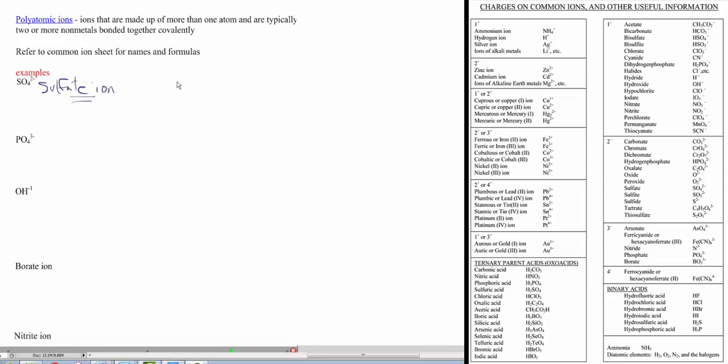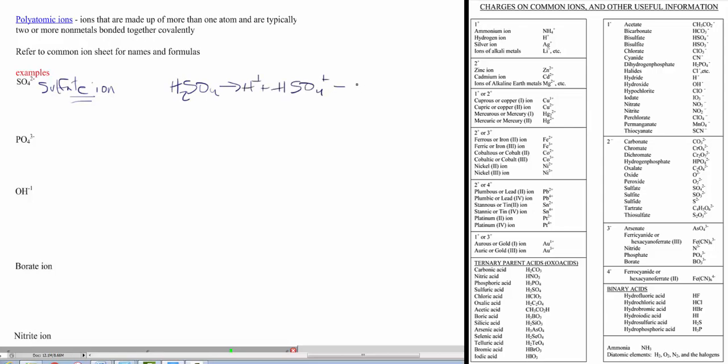So rather than going through and determining the charges on the ions in order to find the name, all we have to do now is name the species off of your sheet, which saves us a lot of time rather than having to write out that complete dissociation step by step in order to get to that name.